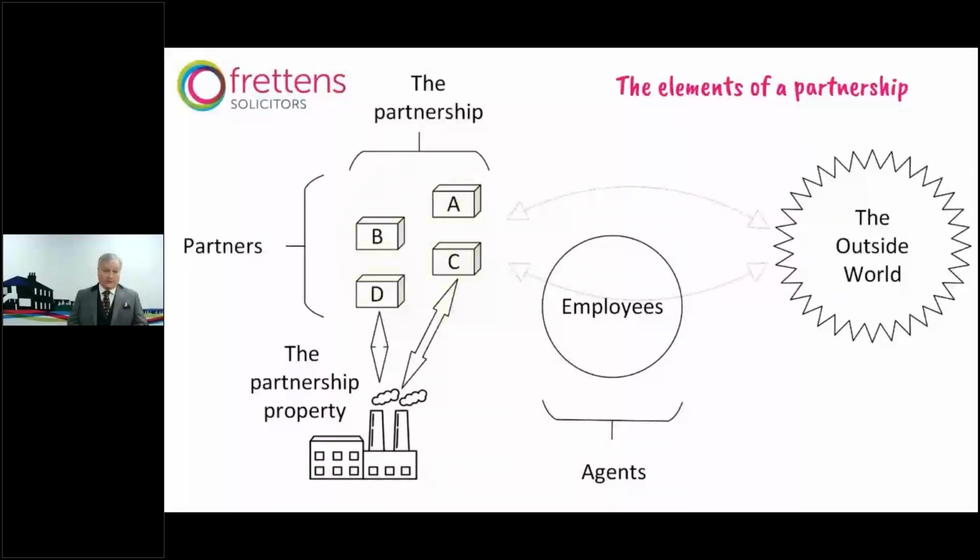The partners themselves are each individually agents of the other partners, in the same way employees are agents of all of the partners, and employees have the authority to commit all of the partners in the partnership to legal obligations, depending, of course, on the scope of the authority that employees have got. And the partners in the partnership can transact with the outside world either individually by individual partners making contracts with suppliers and customers, or by delegating that role to employees, or both, as often happens.